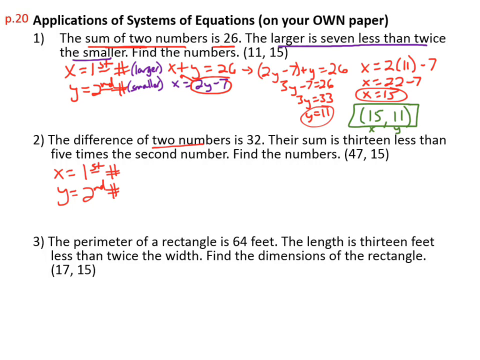So looking to see what we are going to do with those variables, writing our equations. The difference, so we're going to subtract our two numbers and get 32. So x minus y is 32.